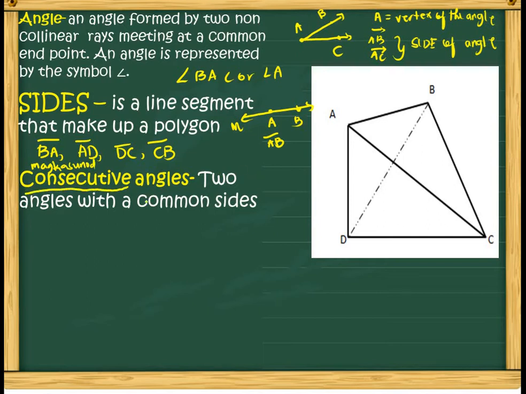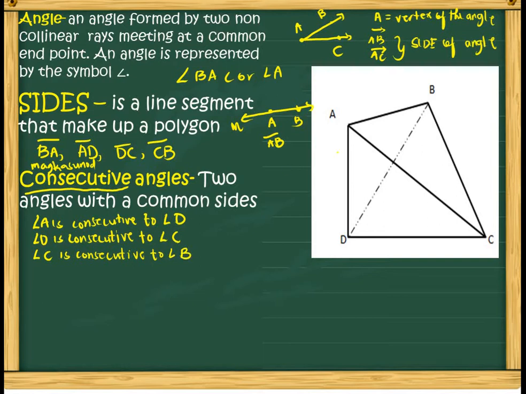So, consecutive angles, these are two angles with common sides. May common sides sila. So, si angle A is consecutive to angle D. Anong common side ni angle A at ni angle D? That is segment AD. Next, si angle D is consecutive to angle C. Kasi ang common side ni angle D at ni angle C ay si side DC. Next, angle C is consecutive to angle B kasi ang common side nila ay si side CB. And angle B is consecutive to angle A kasi ang common side nila ay si side BA.